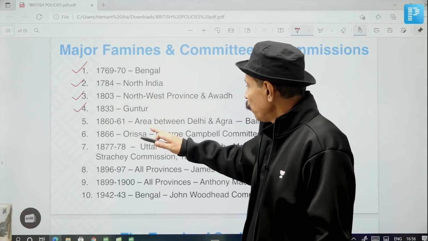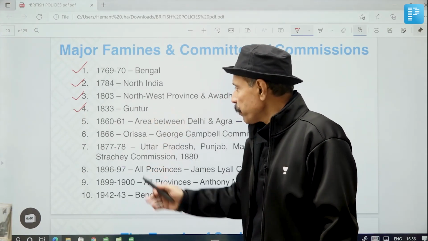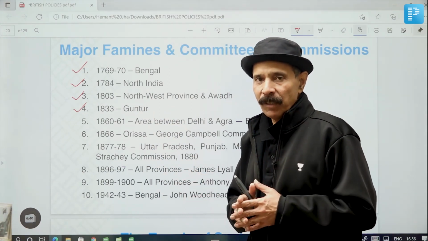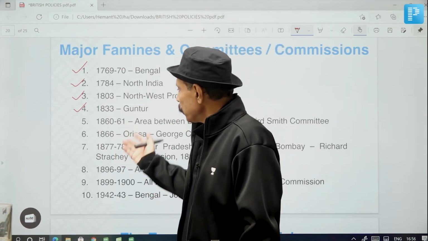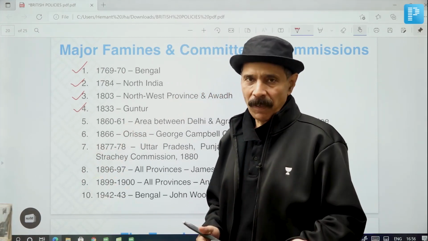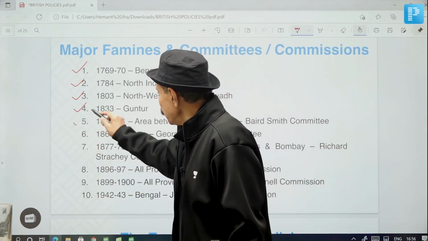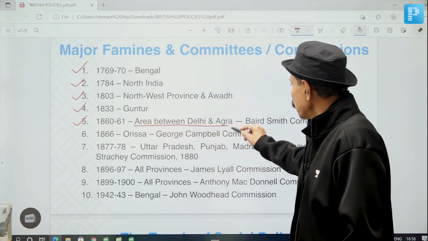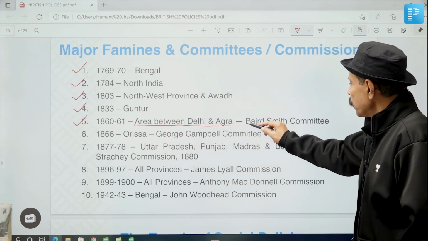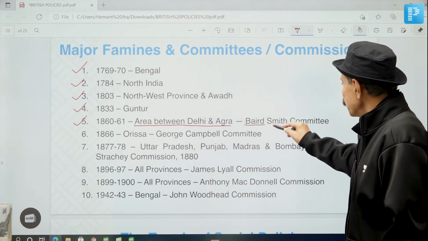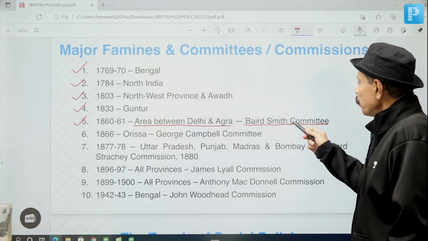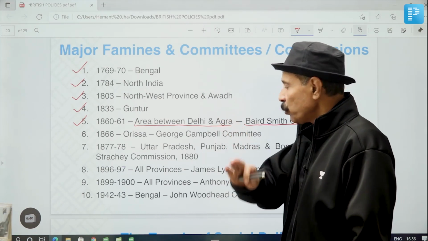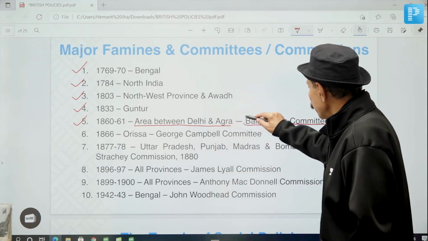And fifth onwards, you find the process of formation of committees and commissions on famine. And that was normally after the occurrence of the famine. So fifth one is 1860-61. Famine took place in the area between Delhi and Agra. And the first committee on famine was formed, Baird-Smith Committee. But its recommendations were highly neglected. So what you are supposed to know here is the name of this committee.